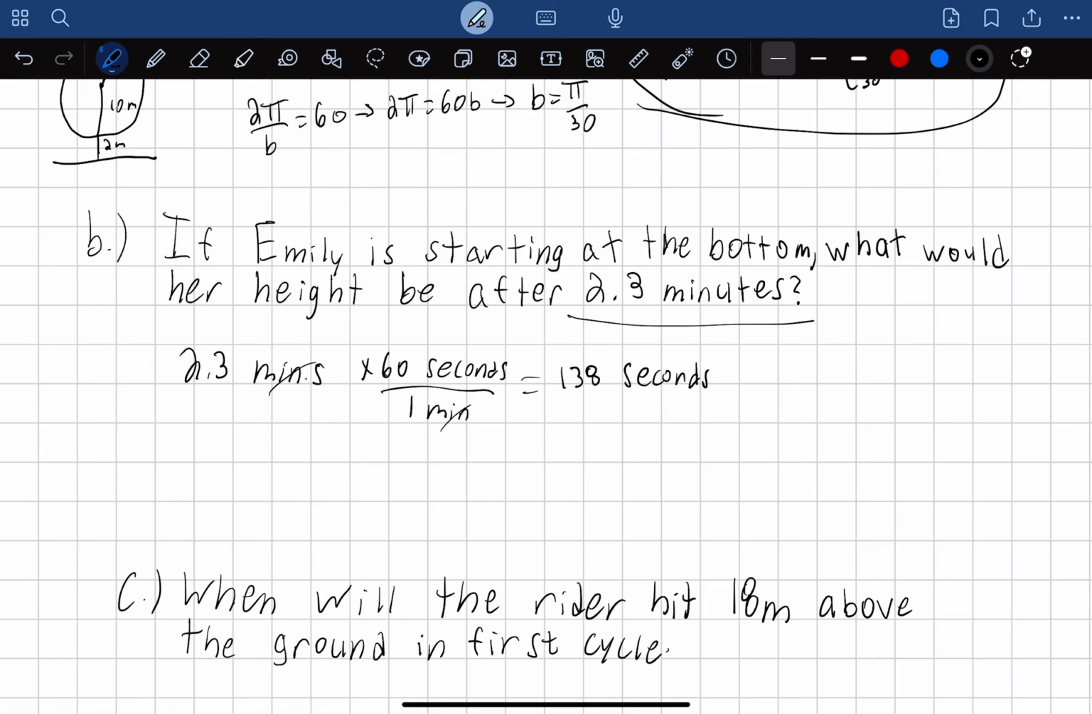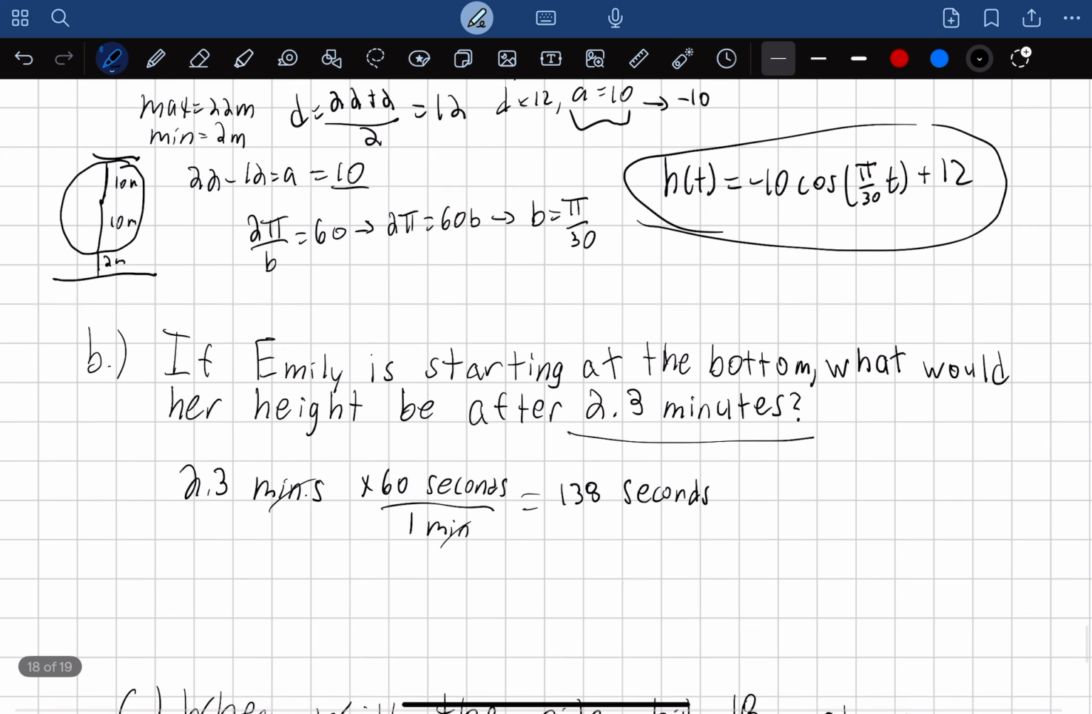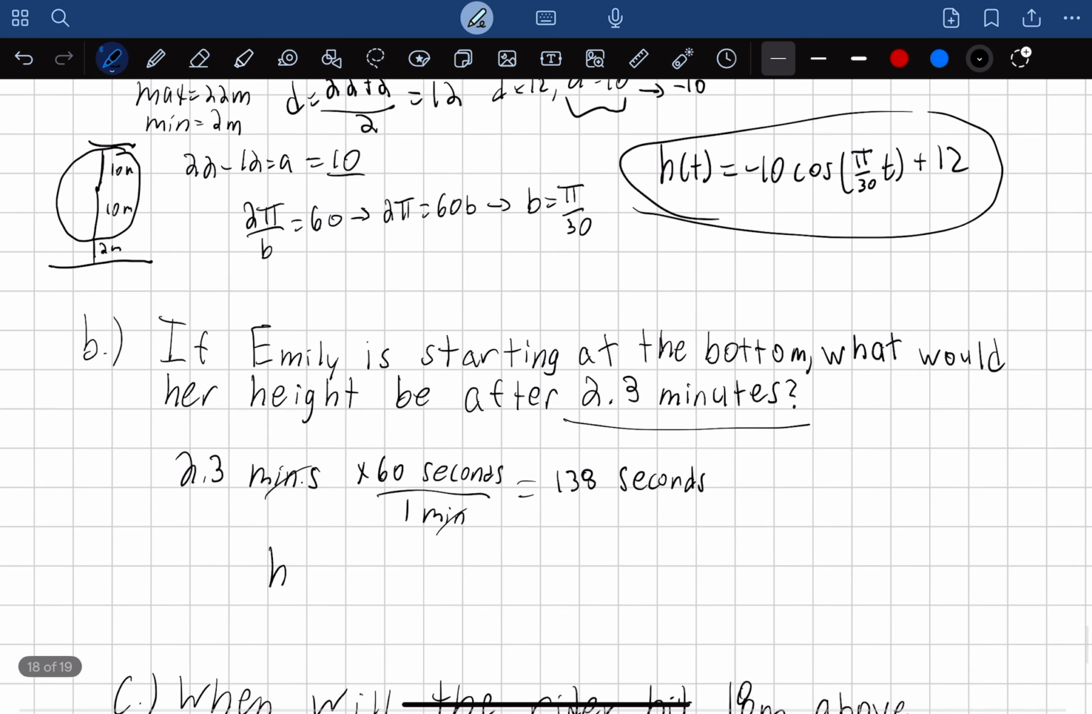Now what you can do is type this as your y1, or you can just simply type this into your calculator where you replace t with 138 seconds. However, for time's sake, we have h of 138 being roughly equal to 15.09016, which is about 15.1 meters.